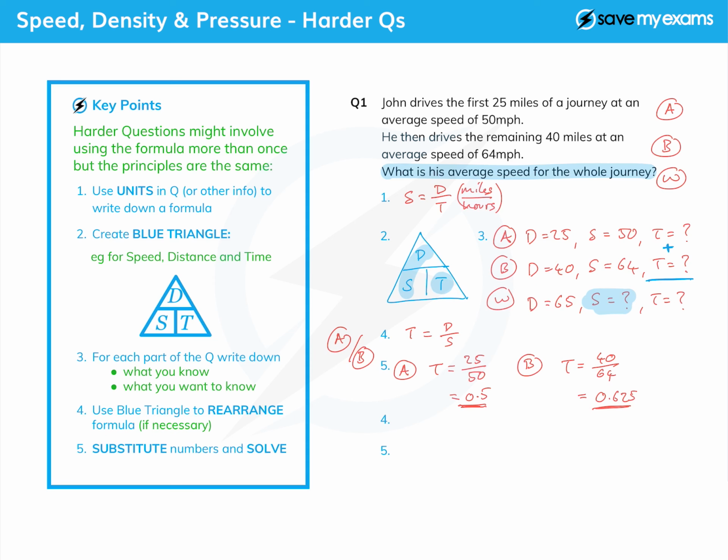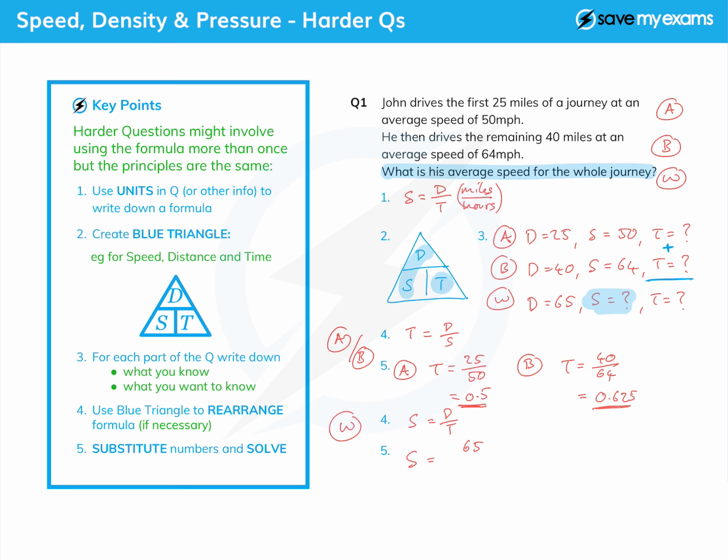Right, we're back to, for the whole journey now. Step 4, use the blue triangle to rearrange the formula. Well, we're back to speed equals distance over time. So I don't really need to use the triangle because that's already written down. And let's now put in the values we've got.